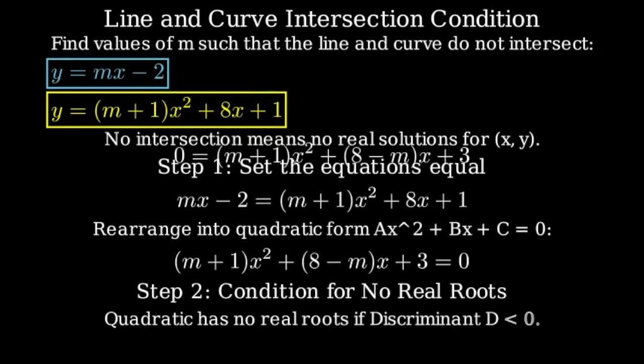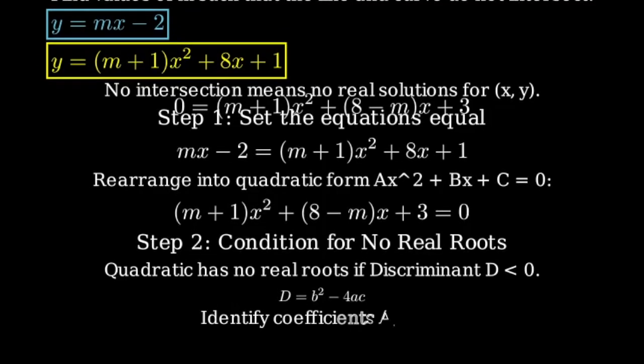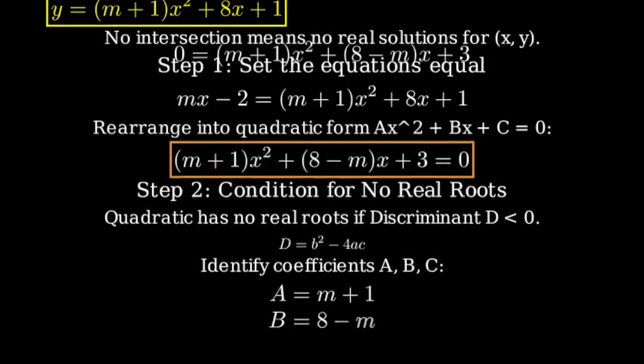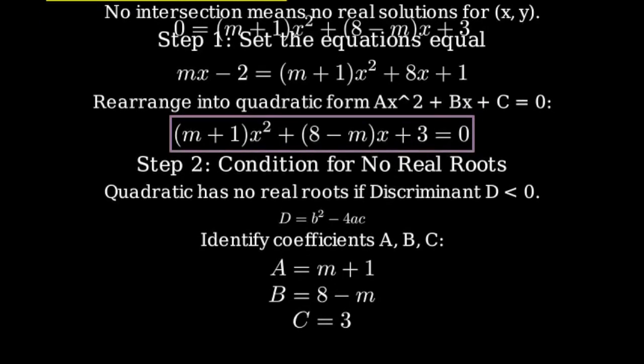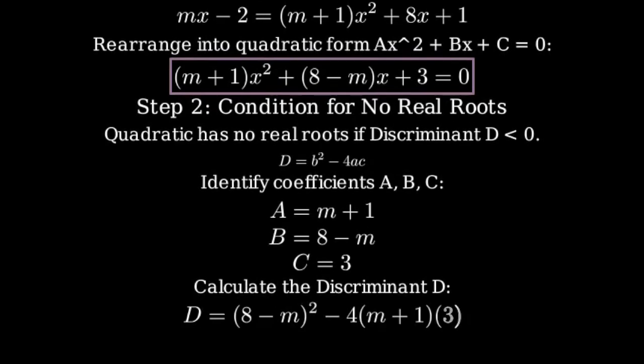For the line and curve not to intersect, this quadratic equation must have no real roots. The number of real roots of a quadratic equation is determined by its discriminant, d, which is calculated as b squared minus 4ac. In our quadratic equation, a is m plus 1, b is 8 minus m, and c is 3. Let's substitute these into the discriminant formula. So the discriminant d is (8 minus m) squared minus 4 times (m plus 1) times 3. Let's expand and simplify this expression for d.